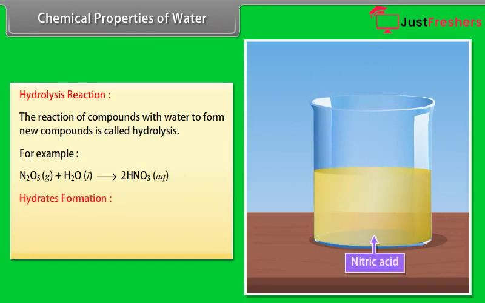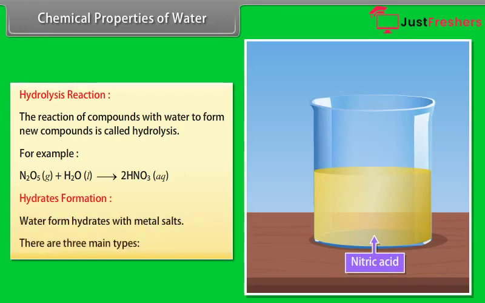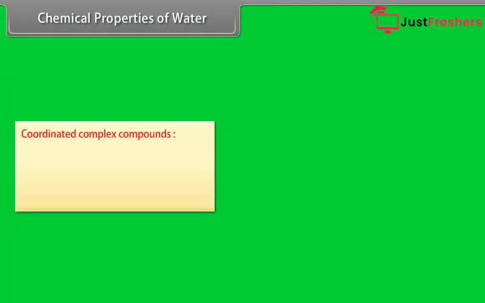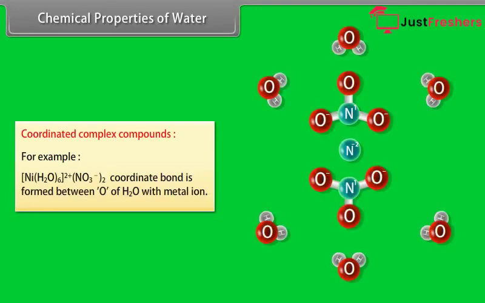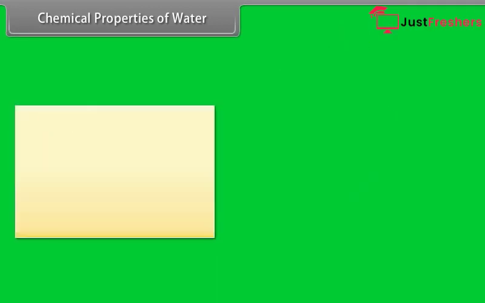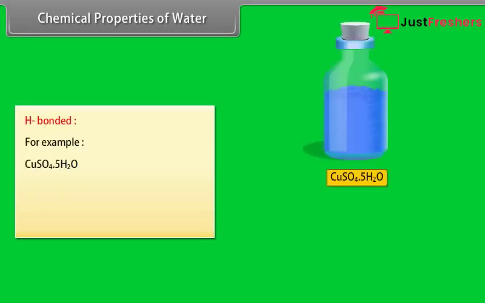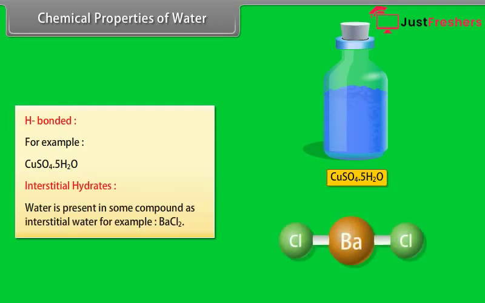Hydrates formation. Water forms hydrates with metal salts. There are three main types. Coordinated complex compounds. For example, nickel 2 nitrate hexahydrate. Coordinate bond is formed between O of H2O with metal ion. H bonded. For example, copper sulfate pentahydrate. Interstitial hydrates. Water is present in some compound as interstitial water. For example, BaCl2.